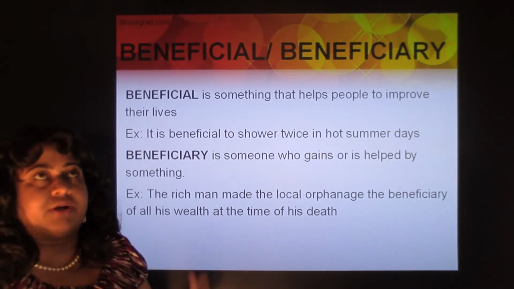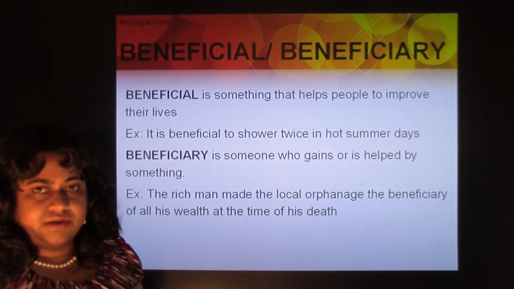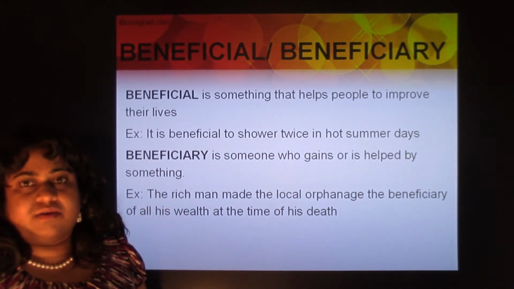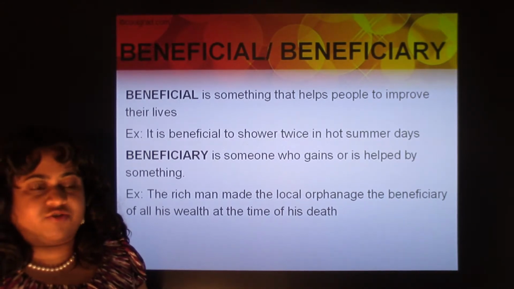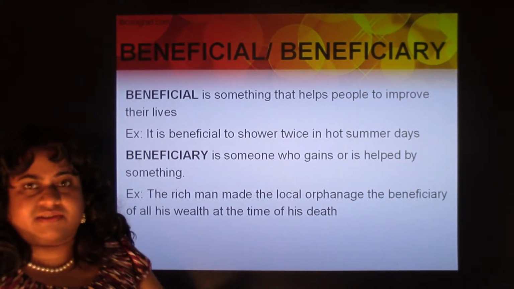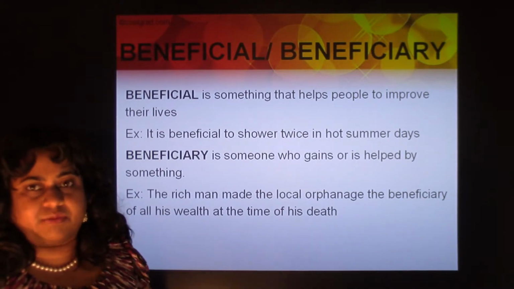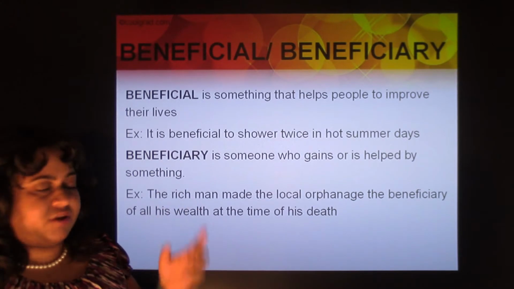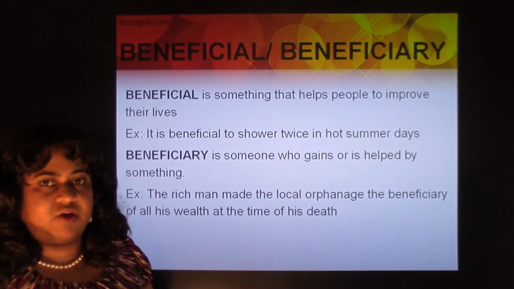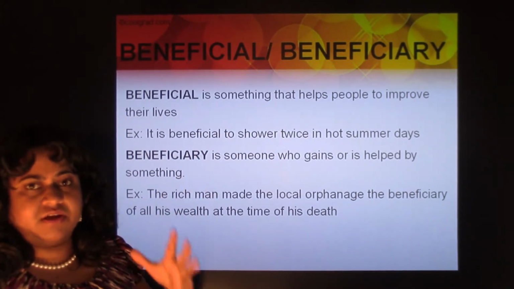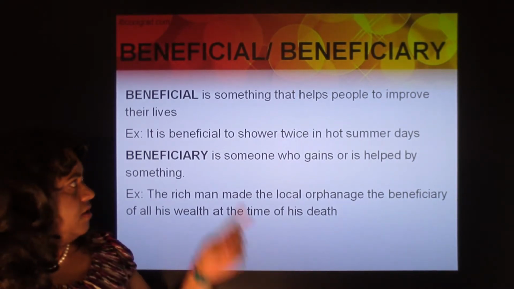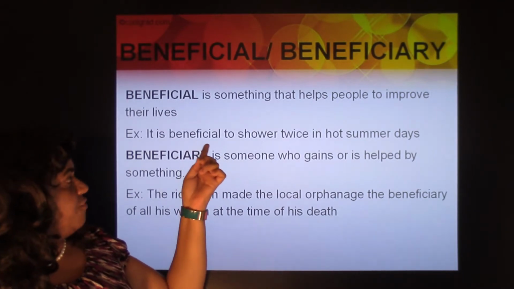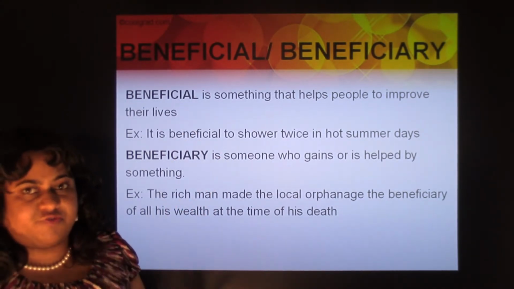So the beneficiary is one who receives the benefits. So I was the beneficiary of my parents' assets. Or when you write a will, you name somebody as the beneficiary who is going to receive all the property. So beneficial means useful, and beneficiary means one who receives the benefits. So the beneficiary is a noun, usually a person or a creature who receives something. And beneficial is a kind of an adjective which says it's useful.